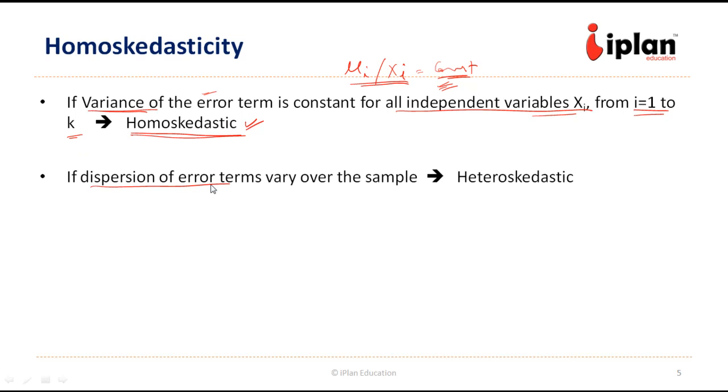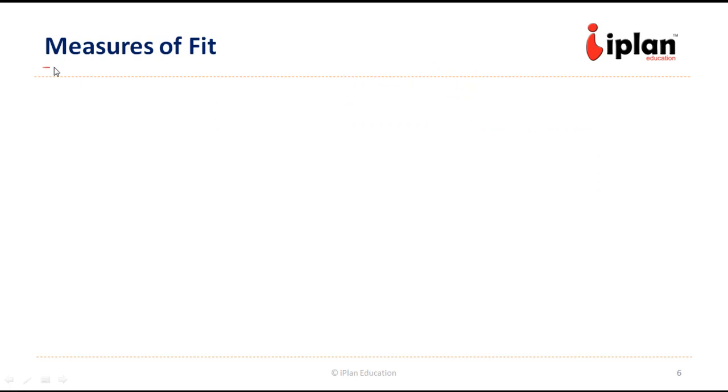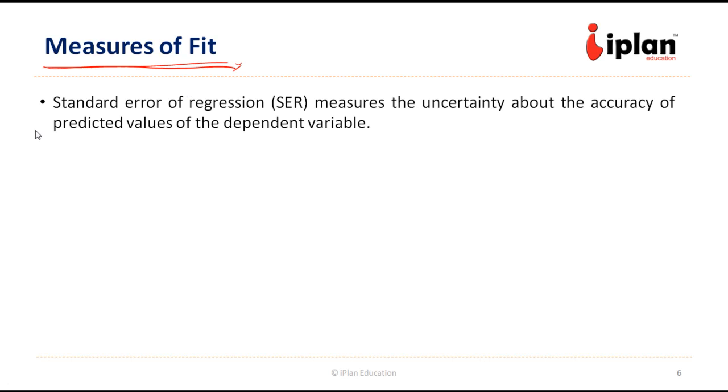If the dispersion of the error term is varying over the sample, then this condition is not fulfilled and we say that the error term is heteroscedastic. Let us move to the next concept, the measures of fit. This will tell us how good our model is, whether our model is able to predict the value of the dependent variable properly or not.